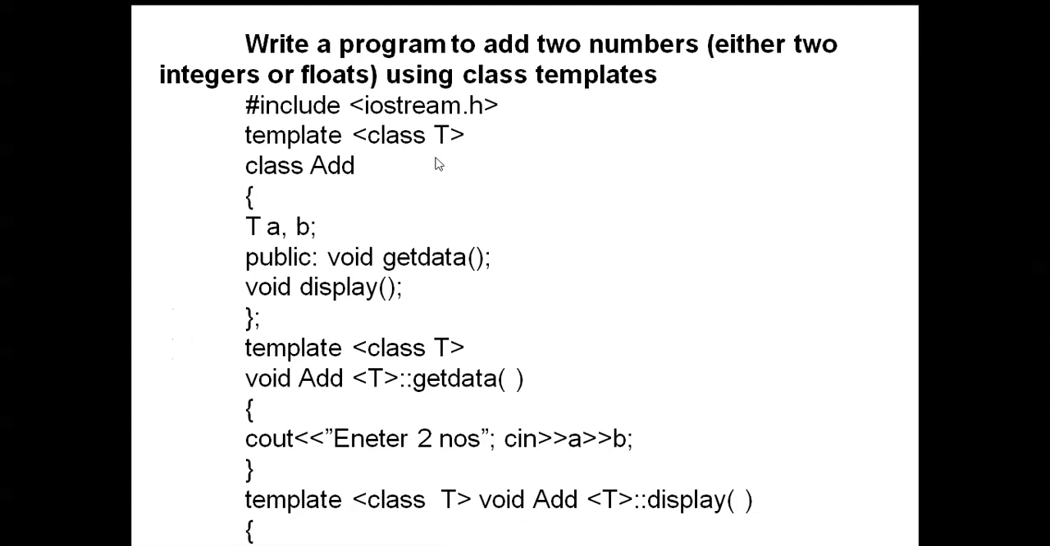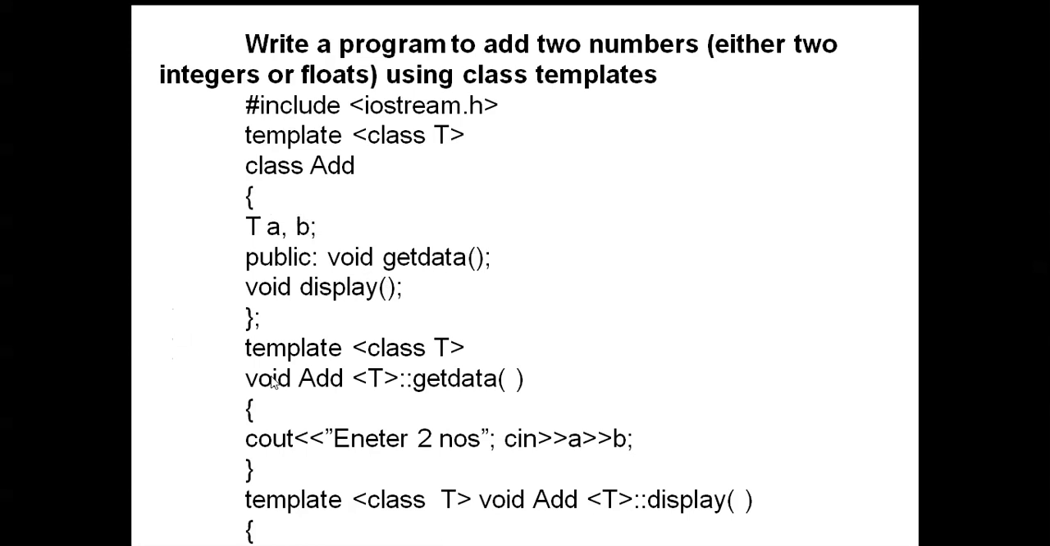Write a program to add two numbers using class templates. Here you can see the class name is add. Class T, here T A comma B. Public void get data and display data. These two are the data members and these two are the member functions. When the template class is over, the semicolon is at the end. Then the class is over.